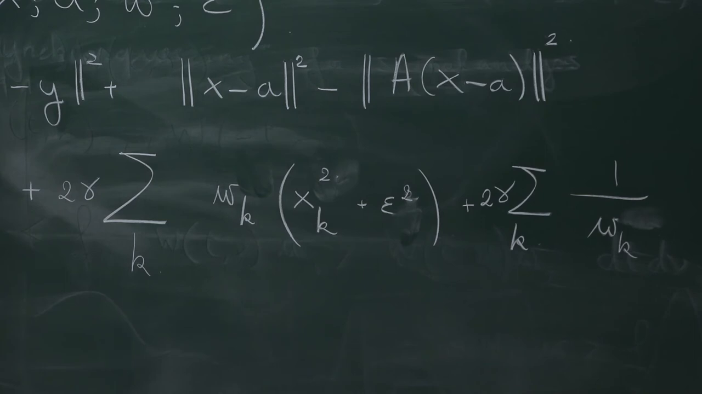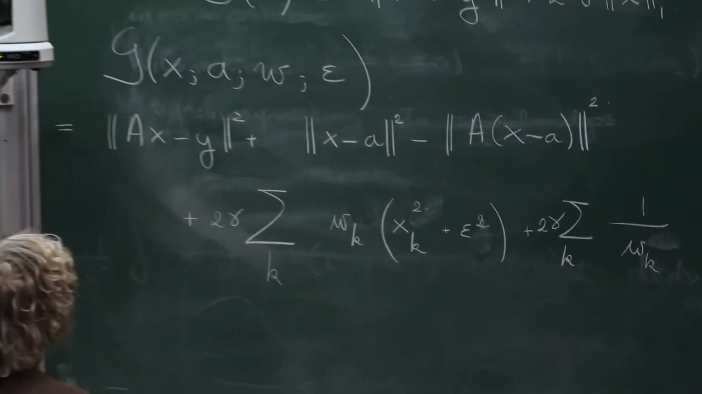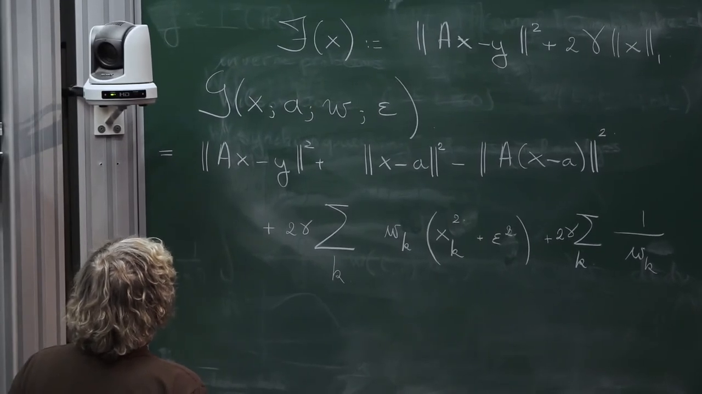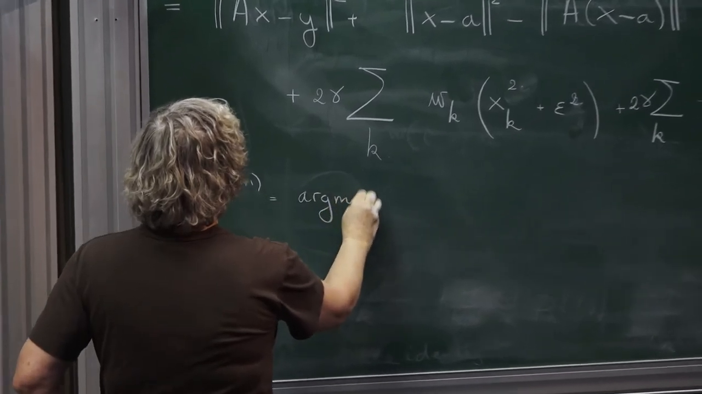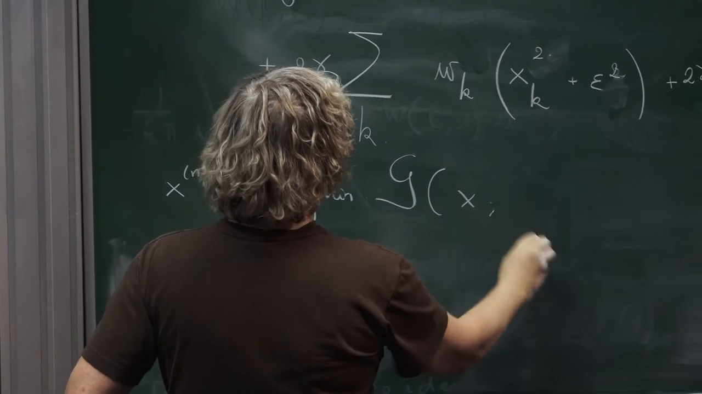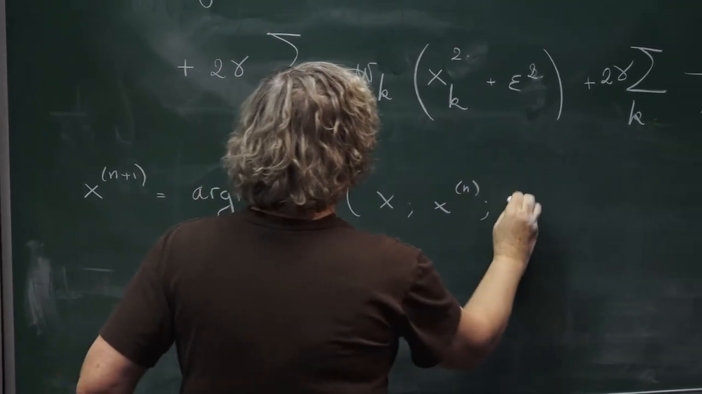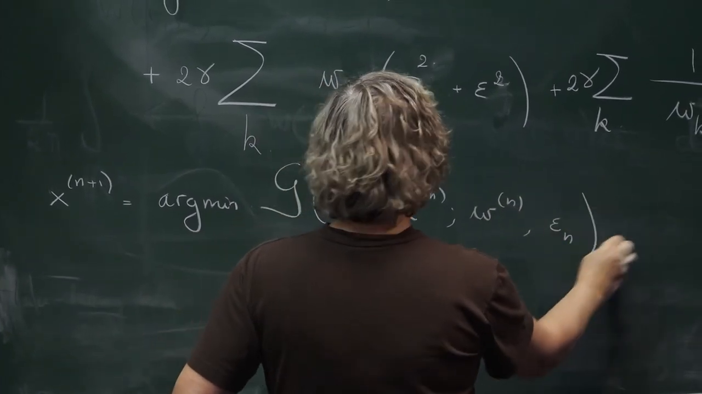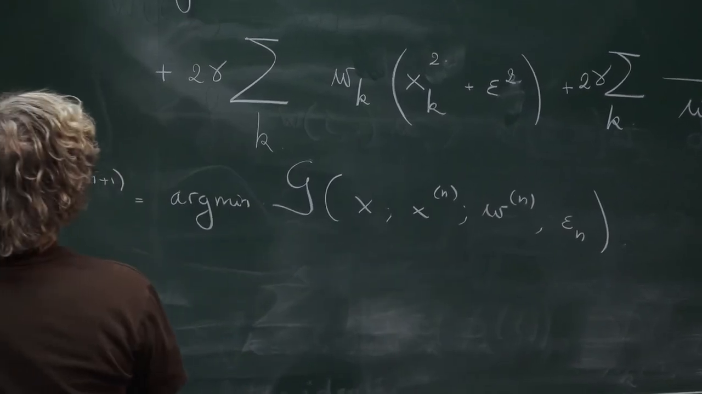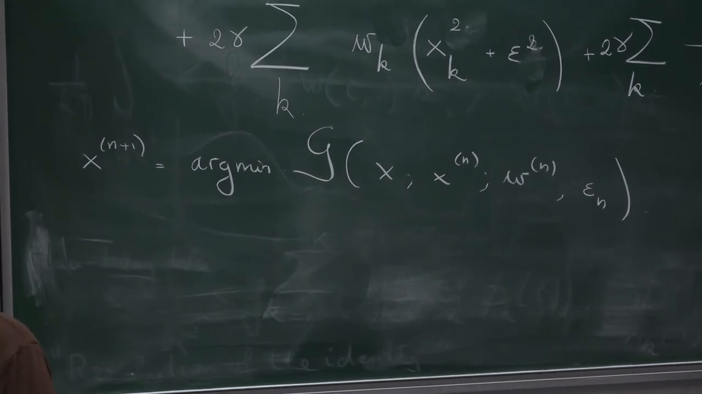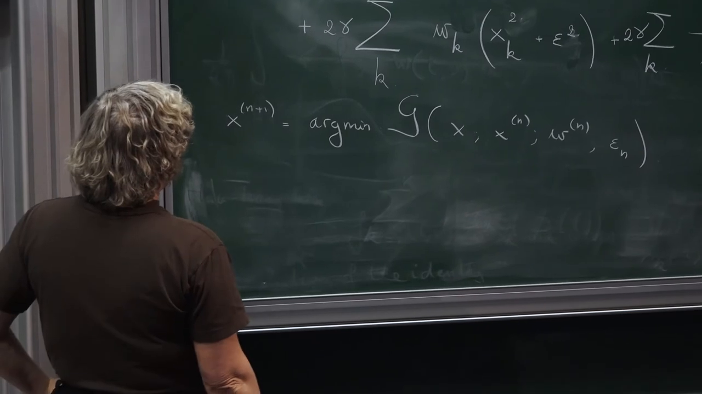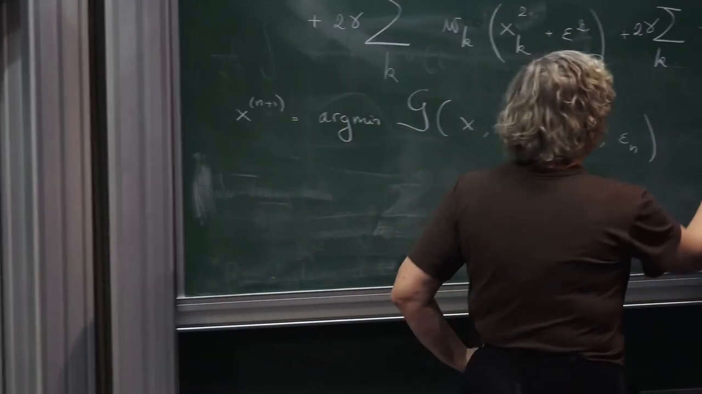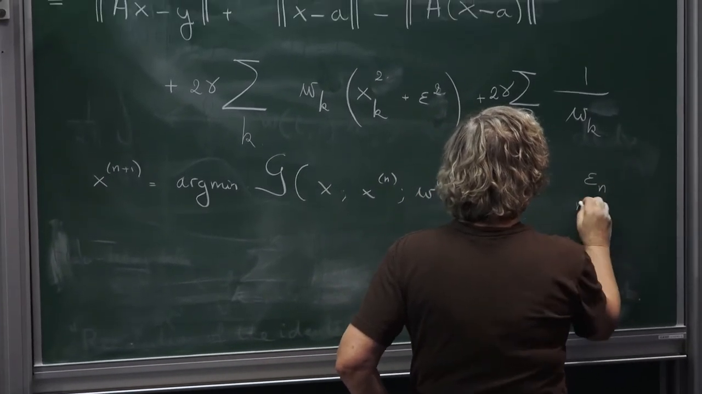And what we are going to do is we're going to optimize in turns. So x n plus 1 is going to be the argmin of g of x, x n, with the w n and epsilon n. And w n is a sequence, and epsilon n is just a number for the nth k. I'm going to assume that the epsilon n's are non-increasing.